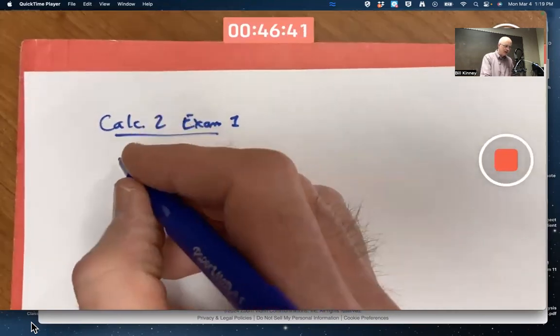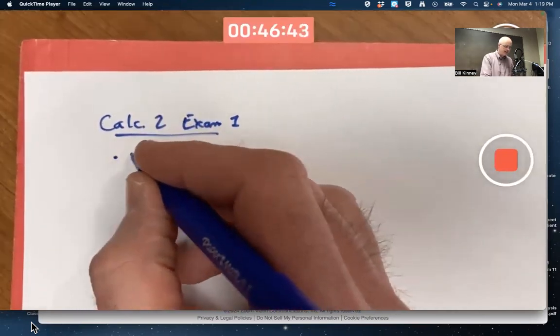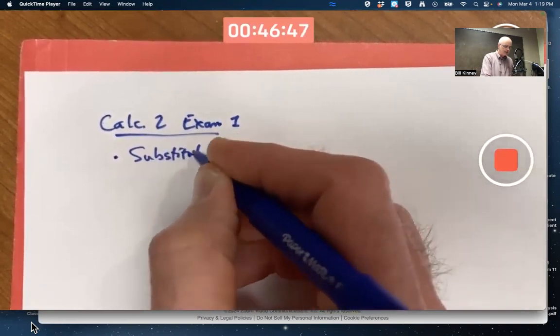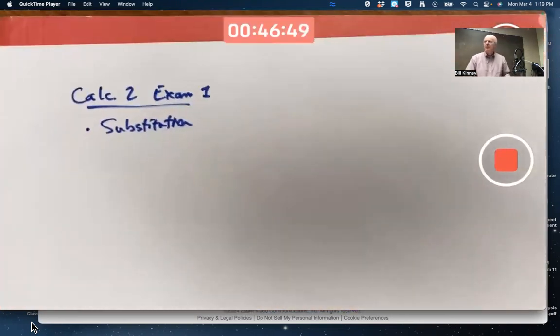For Calc 2 exam 1, we started in chapter 7 with substitution. The first question that might come up in your mind about any integration technique, substitution, integration by parts, partial fractions, is, could there be gateway type questions? Answer, yes, there could be, even though the gateway is done for most people. But do still review how to do basic kinds of integrals.